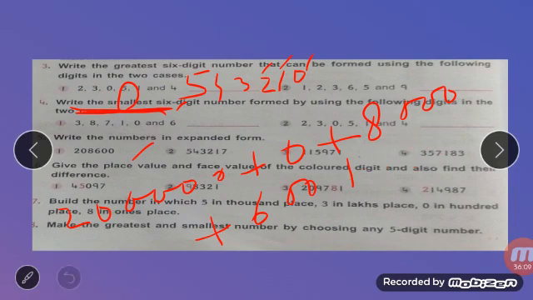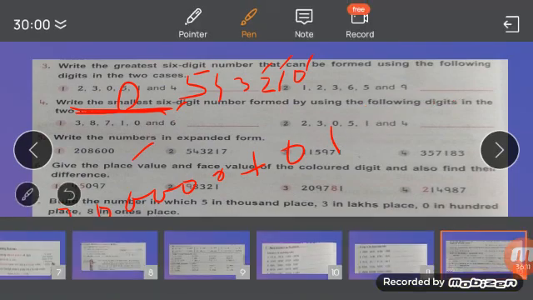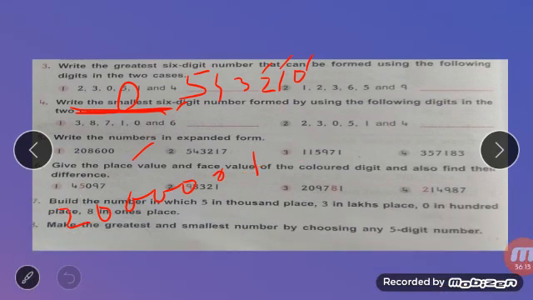Now next is give the place value and face value of the colored digit. You have studied about place value and face value. So you have to give the place value and face value of the colored digit.